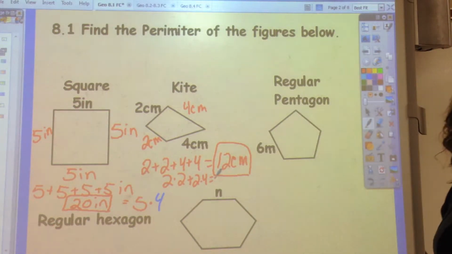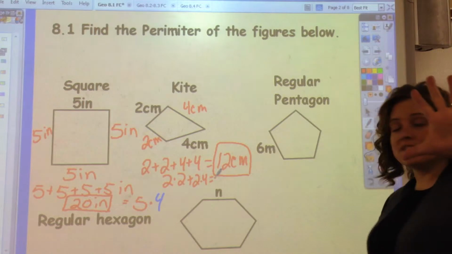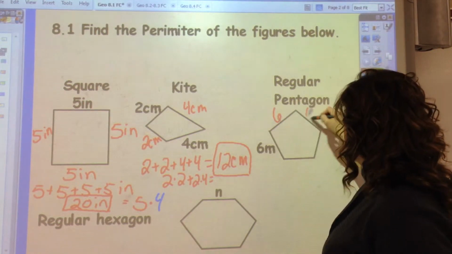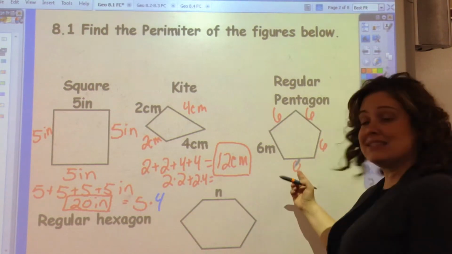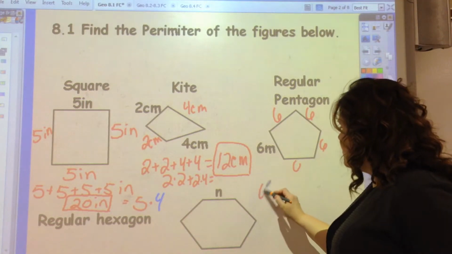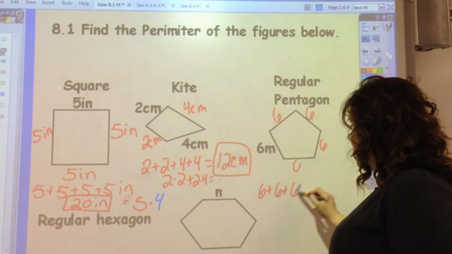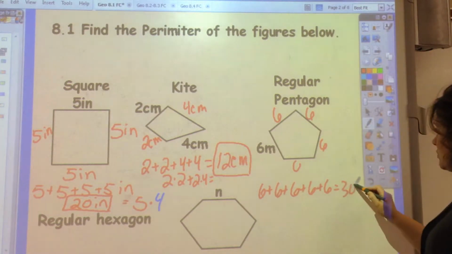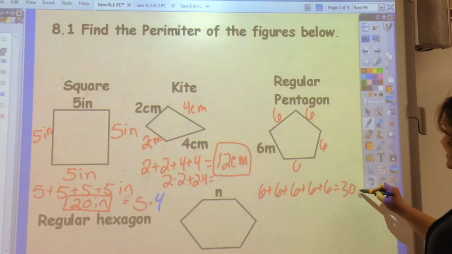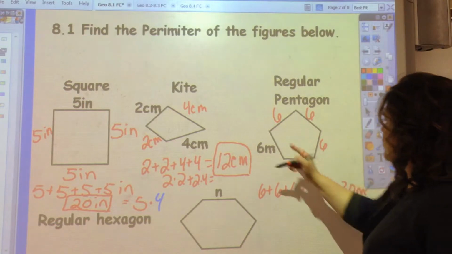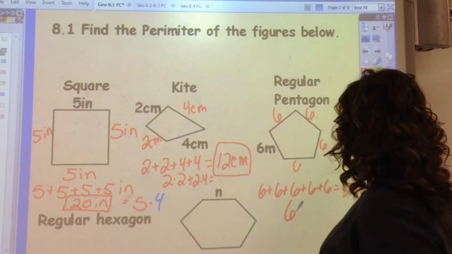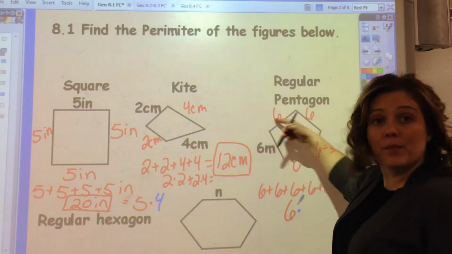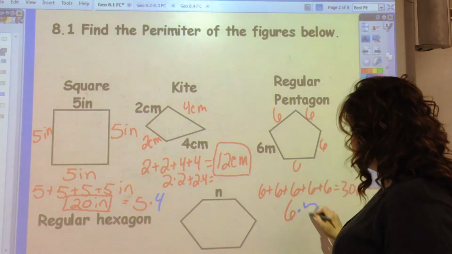How about for a regular pentagon? A pentagon has 5 sides. Each of these would be the same at 6. And so I could either add 6 together 5 times and get 30 meters, or I could notice that I take my side length 6 and multiply it by the number of side lengths, which in this case was 5.